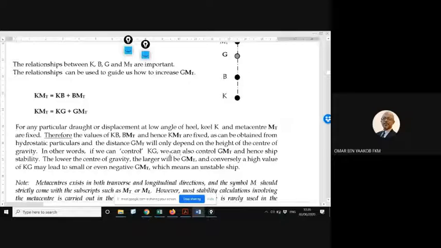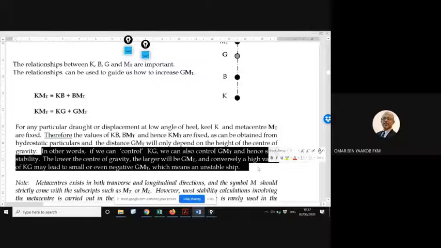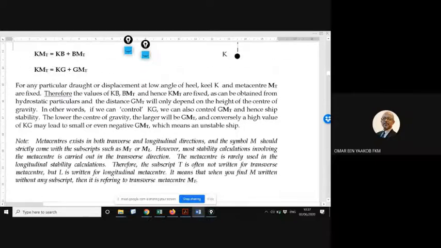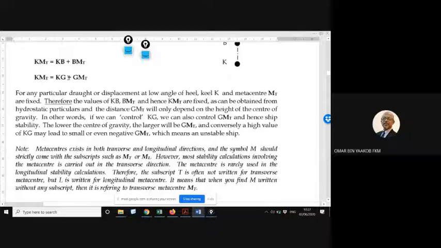The lower the center of gravity, the larger GMT will be. Conversely, a higher value of KG may lead to a smaller or even negative GMT, which means an unstable ship. So we don't want KG to be higher than KMT. If KG is bigger than KMT, then GMT will be negative. If KG is equal to KMT, then GMT will be zero. So this formula is very important. This is fixed because it is hydrostatic particulars, and this one depends on the weight distribution.